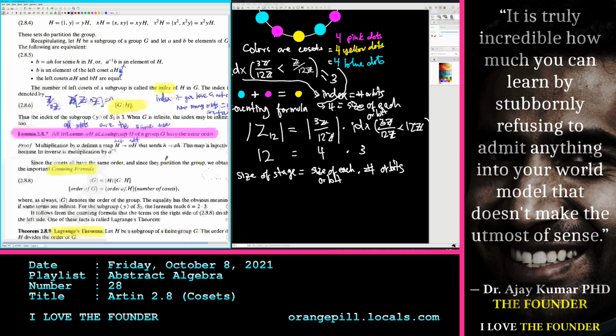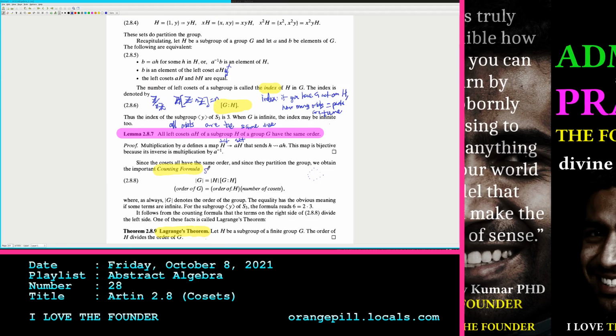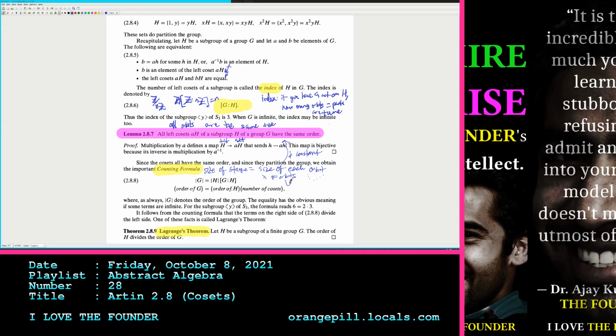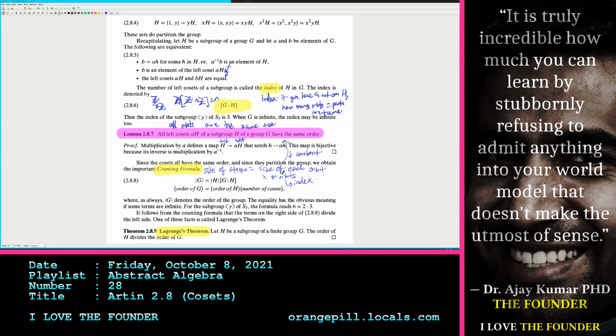Okay, so let's look at this counting formula. The counting formula is, just to repeat, the size of the stage is equal to the size of each orbit times the number of orbits. And the size of each orbit is constant. That's this idea. And the number of orbits is the index. So the size of the stage is this term, the size of each orbit is this term, and the number of orbits is this index.